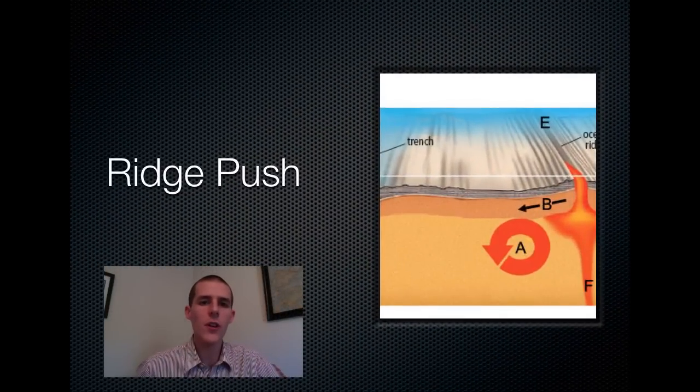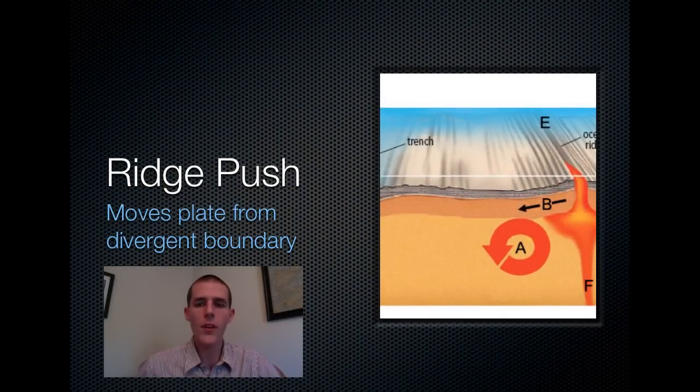Final thing for the day, two terms, ridge push and slab pull. Now, that convection cell is responsible for a lot of the movement that happens with our tectonic plates, but there's two other forces at work. Right here, where we have got our magma rising up, it pushes up the surface of the Earth into a ridge, so it's higher than the rest of the plate around it. Gravity says that anything that is higher wants to travel down. So because our ridge is higher than the rest of the plate, this ridge wants to move in this direction because gravity is pulling it that way.